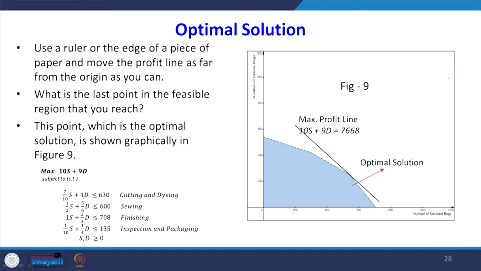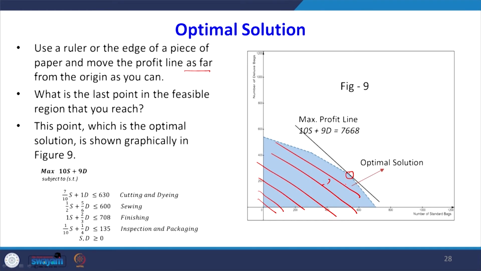So, what can we do? You can take a ruler or the edge of a piece of paper and move the profit line as far from the origin as you can. You can move this way, this way, this way. What is the last point in the feasible region that you reach? This point, which is the optimal solution, is shown graphically. This extreme point is our optimal solution.